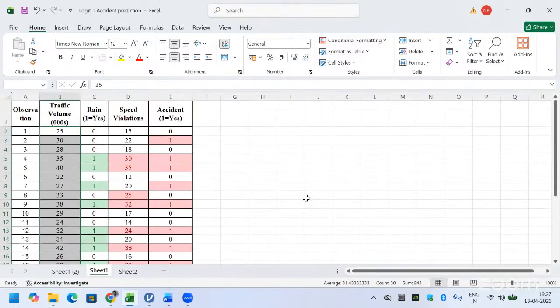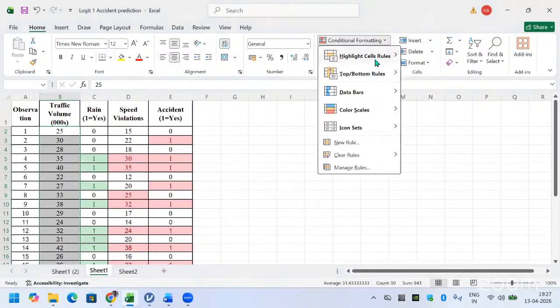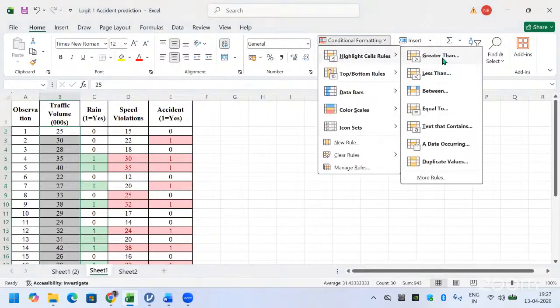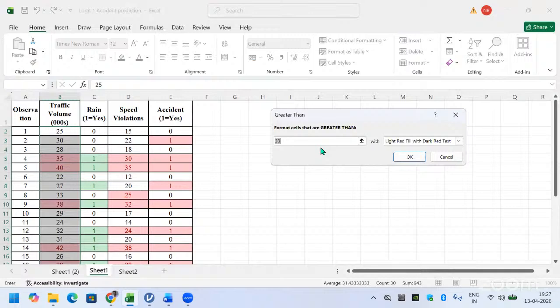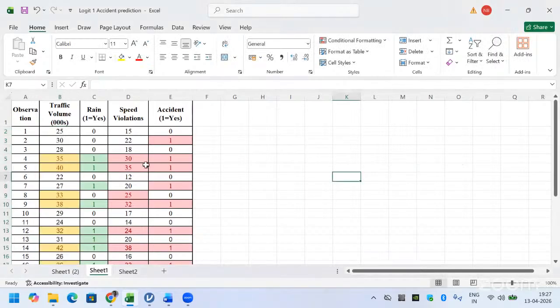If I take the other variable, it is showing an average of 31. So I'll highlight this also in some other color. If it is greater than 31, highlight that in yellow. Now in this context, an accident happened, but it is not 31. So in these cases it has caused it.